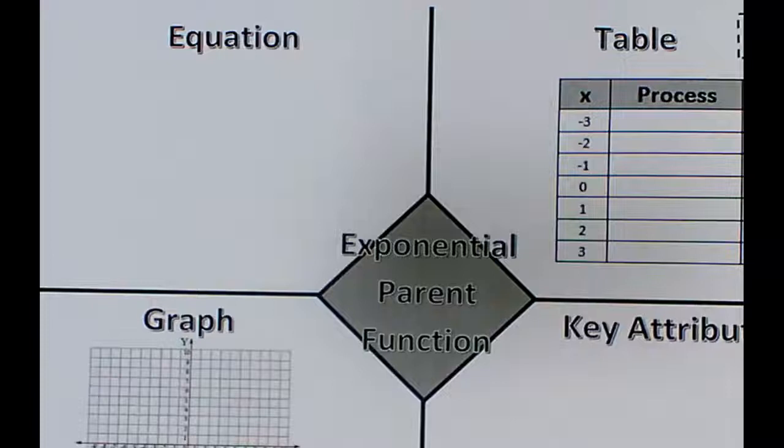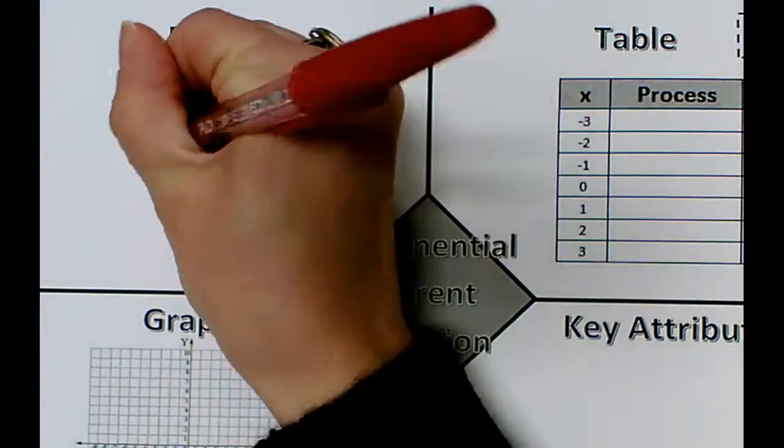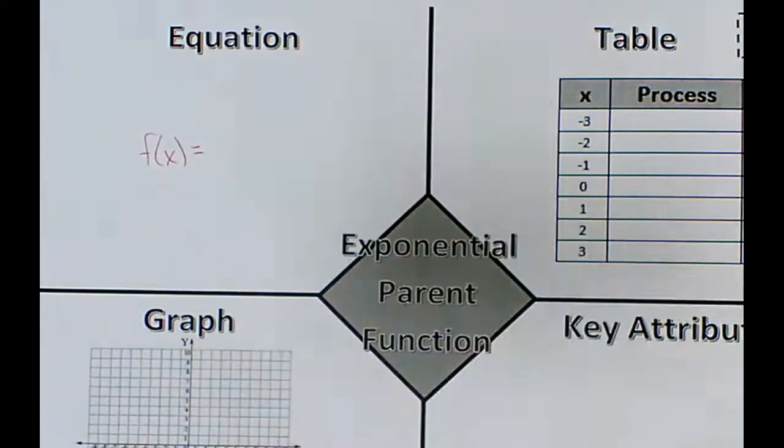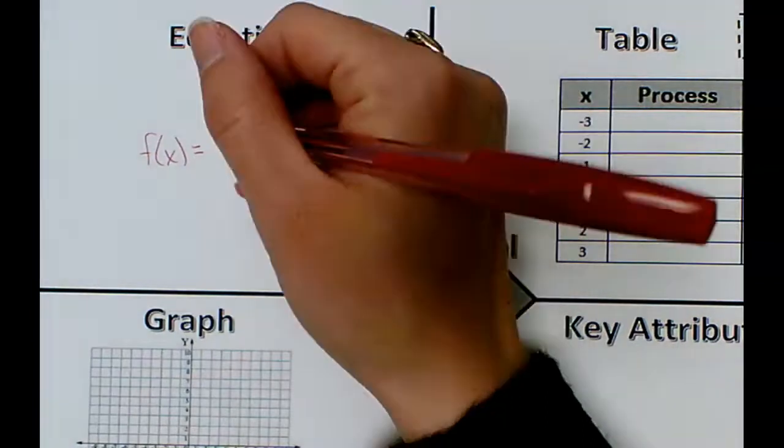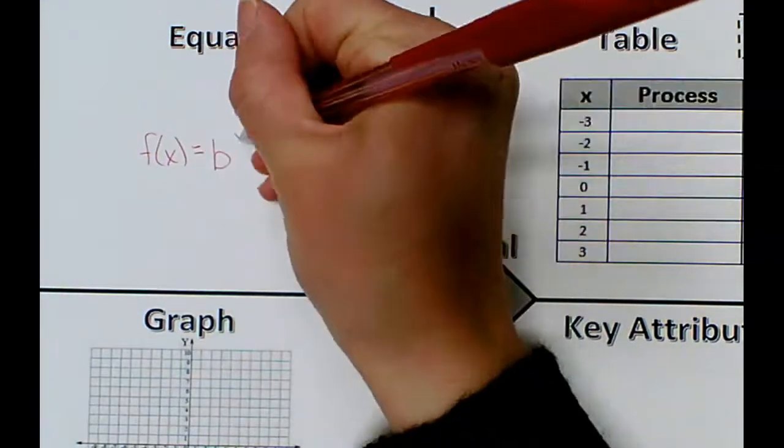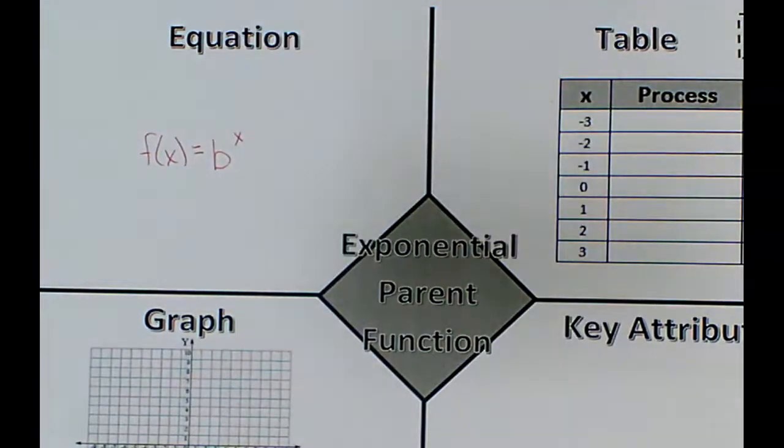Hi folks, today we're going to introduce the exponential parent function. So the exponential parent function is f of x equals, and because it's exponential, the root word of exponential would be exponent, so we're going to have an exponent in there. In fact, our variable x is going to be our exponent. So we're going to take some base, b, we're going to raise it to the power of x. This is our exponential parent function.